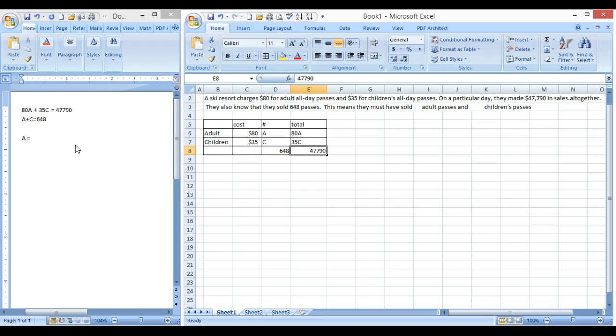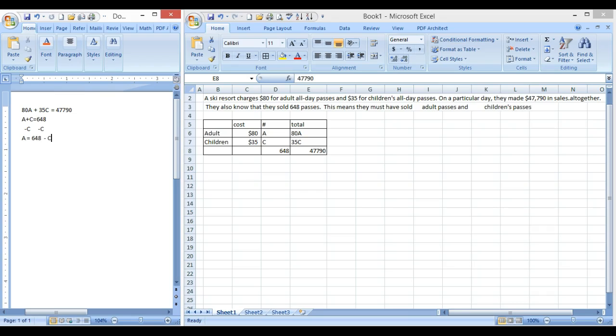So what I'm going to do over here is take my second equation, since it's simpler, and just solve it for a variable. So I'm going to solve for A. To solve for A, I want to isolate A on this side of the equation, which means I need to subtract C to get rid of it here. So if I'm going to do it on one side, I need to do it on the other. So I'm going to subtract C here and subtract C here. That means these C's will cancel out, and I'm left with A equals 648 minus C.